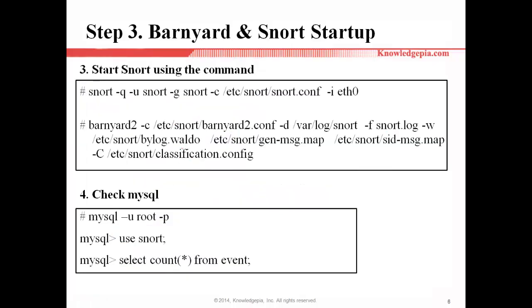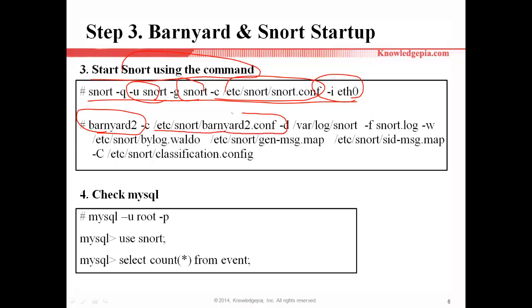Step 3, Barnyard and Snort startup. First, we need to start Snort using this kind of command: the username, the group name, the configuration file, and the interface. After that, we will also start Barnyard using this configuration file. In my case, I will save the Snort log file in /var/log/snort. If you have the snort files, then you can use the snort log. If you install Barnyard and Snort, maybe you can find these files here and here also.